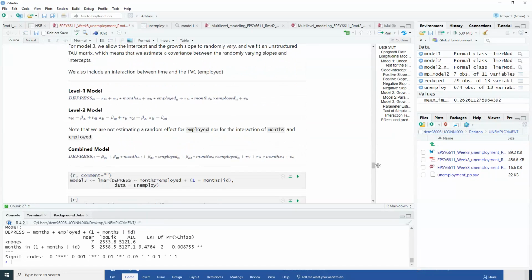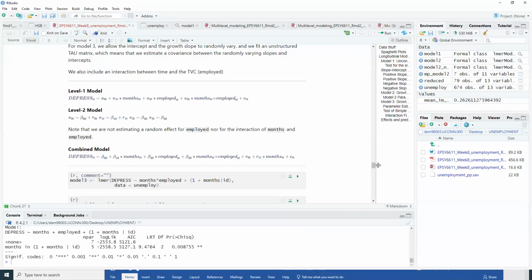So just to remind ourselves of our model, let's look at our combined model. The combined model looks better, right? So now we've got depression as a function of this intercept, beta 1 naught times the month slope, plus beta 2 naught times the employment slope, plus beta 3 naught times the interaction between months and employed. And then we have our randomly varying intercept, our randomly varying month slope, and our within person residual, right? And again, we're going to fit an unstructured tau matrix. So we are also going to be estimating that covariance between the slope and the intercept.